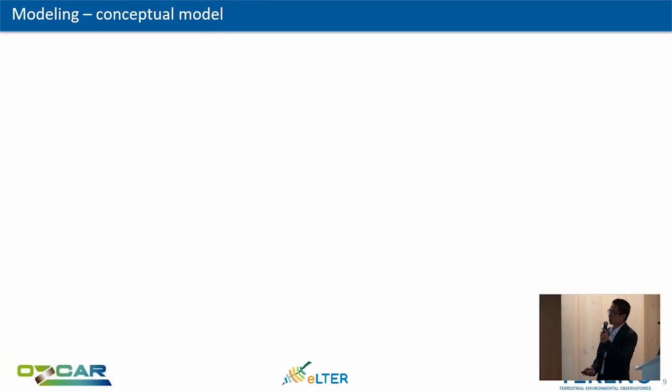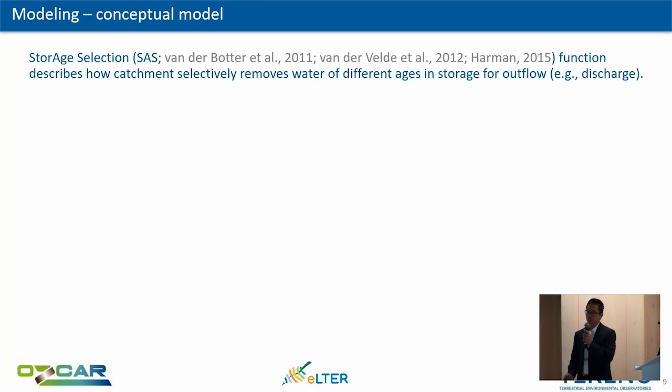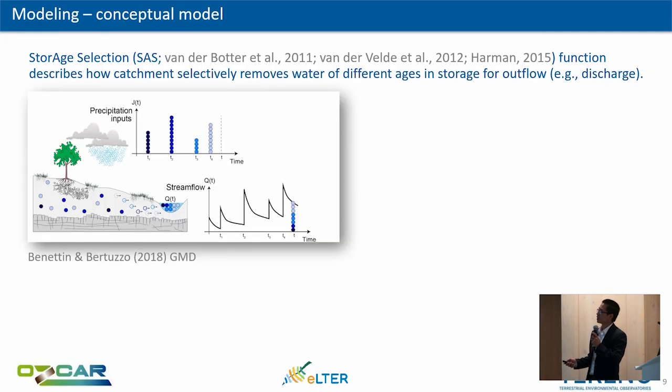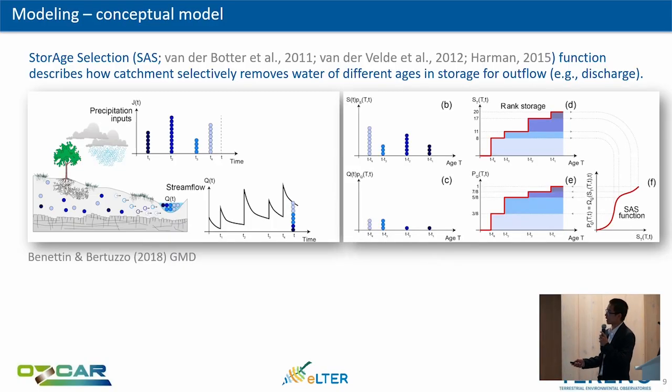So the approach that I'm using now is the storage selection function, the so-called SAS function. The underlying idea of the SAS function is to describe how a catchment selectively removes water in storage of different ages for discharge. Here we have a very nice graphical representation from Benettin and his colleagues, showing the catchment with water of different ages. If we make a histogram plot of water in the catchment with different ages, we will see this.